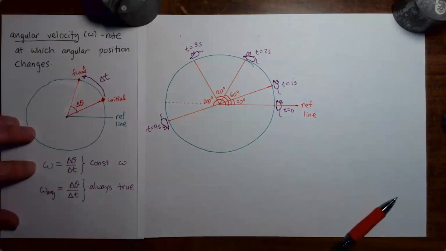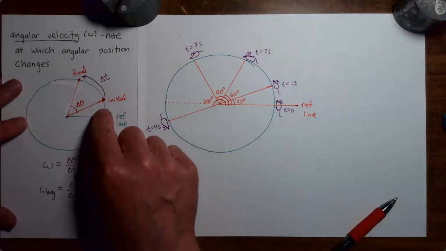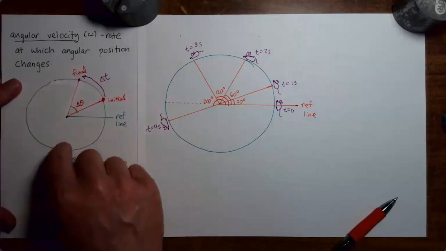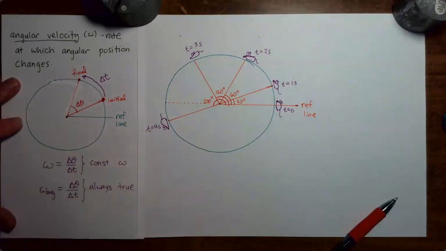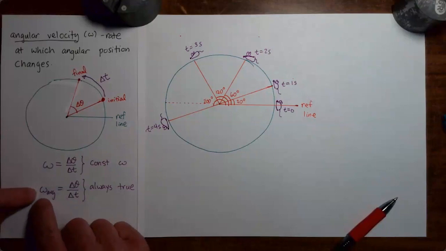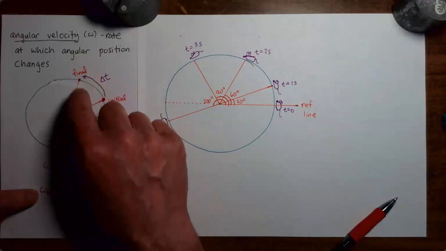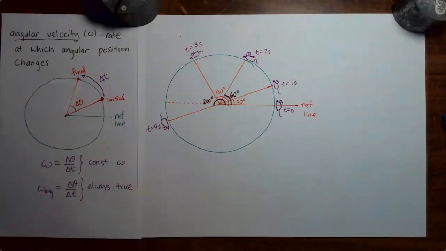However, even if the angular velocity is not constant, in other words, even if the object is getting faster and slower and faster and slower, we can still say that the average angular velocity for the process is the change in angle divided by the time interval. With that in mind, let's look at the process illustrated over here. I have a mouse running around a circle, but the mouse is not moving with a constant angular velocity. So here's what we have.